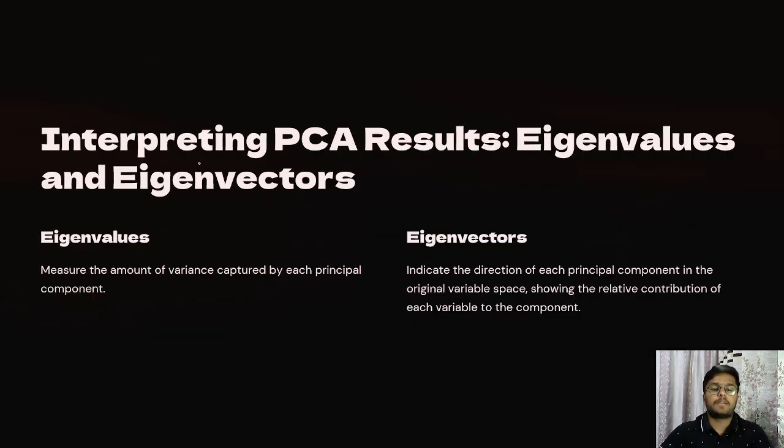Now, interpreting PCA results: eigenvalues and eigenvectors. Eigenvalues measure the amount of variance captured by each principal component. An eigenvector indicates the direction of each principal component in the original variable space, showing the relative contribution of each variable to the components.